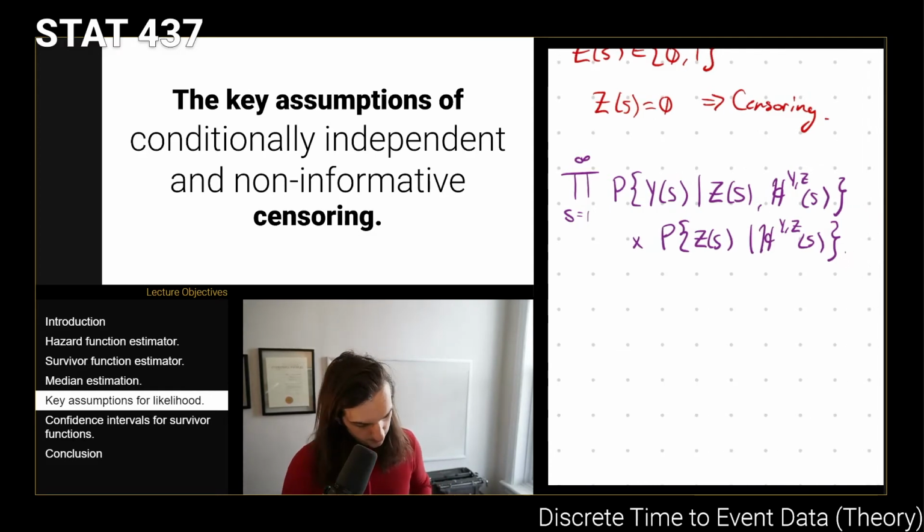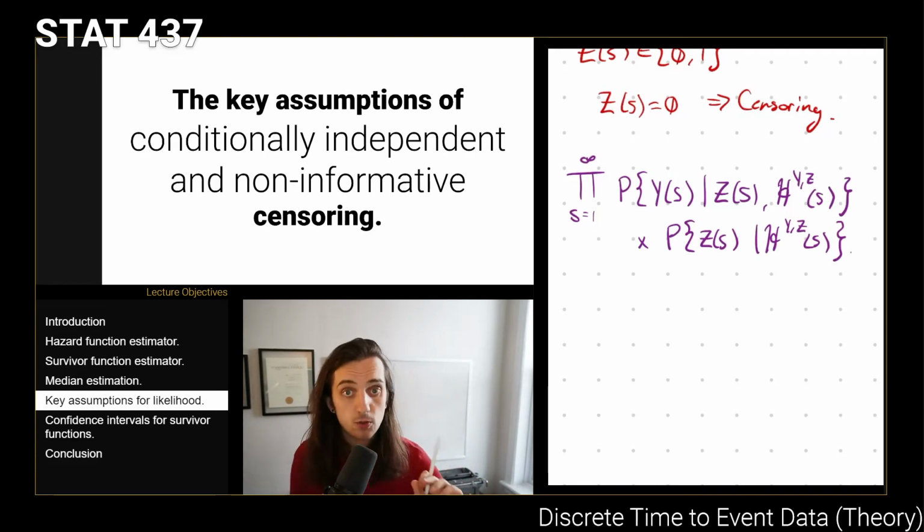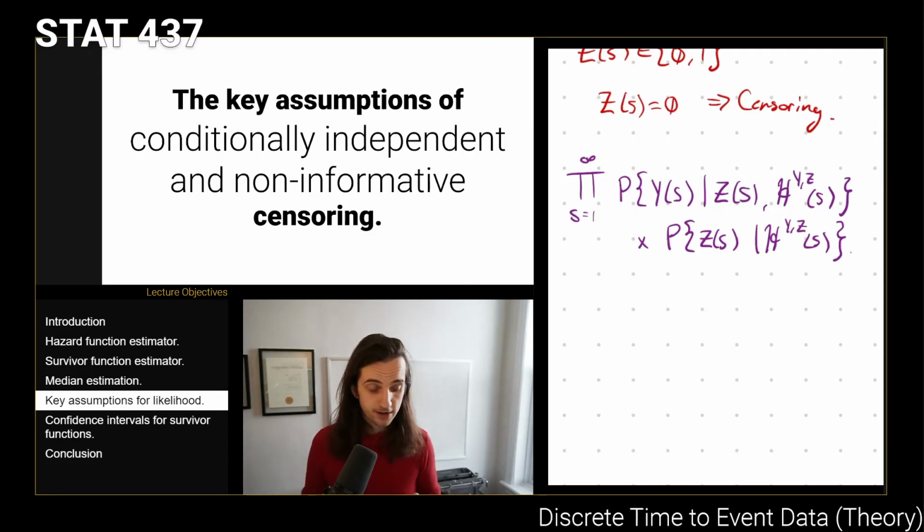And so this likelihood right here is actually a fairly complicated likelihood, right? So this first term, we have to come up with some model for whether or not the event occurs based on the censoring process as well as the full history of event occurrence and the censoring occurrence. And then the second term is just about the censoring process, right? So we need to be able to model when the person is likely to be censored based on their history. So there are two ways that we want to try to simplify this.